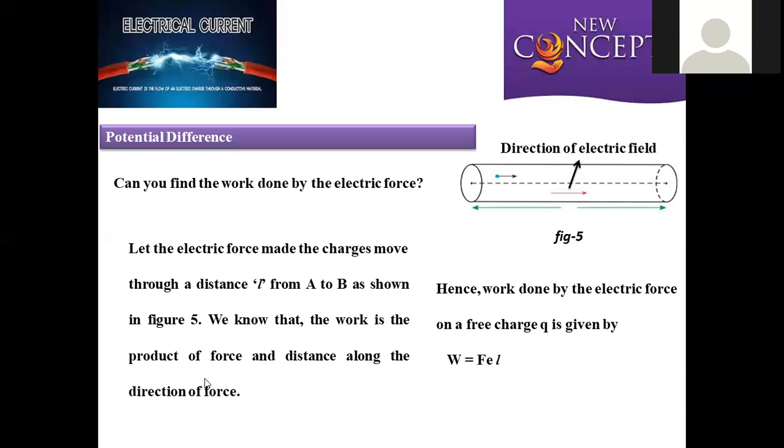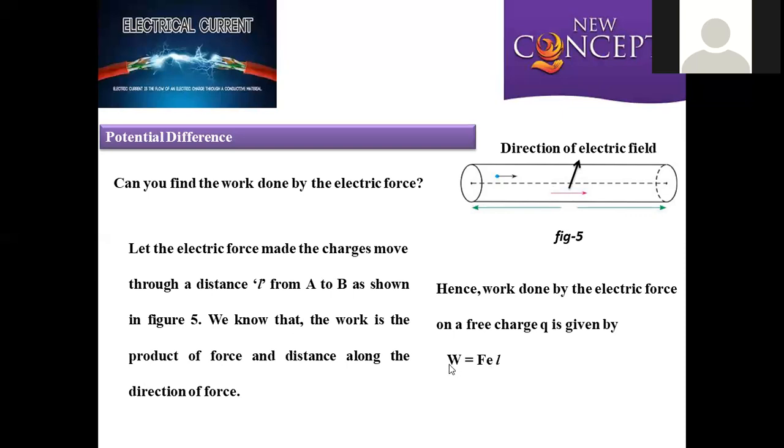We know that work is the product of force and distance. So the work done, denoted with W, is the product of force, which is the electrical force here, and the distance denoted with L, how far the charge travels, which is taken as L.